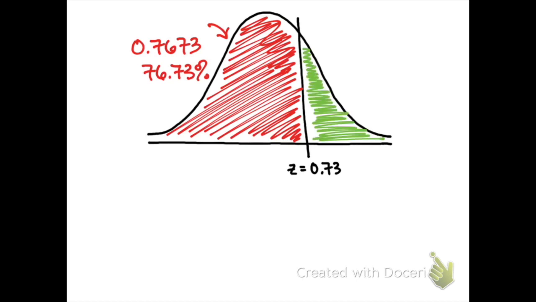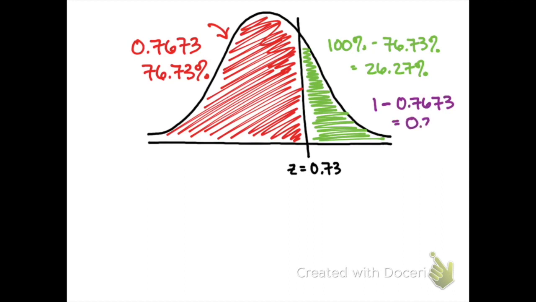If we wanted to know the area on the other side of the distribution, the area to the right of the z-score 0.73, what we could do is take 100% and subtract 76.73%, since these two areas together must add up to 100. That comes out to be 26.27%. Another way of doing that same thing would be to take 1 and subtract 0.7673. So if we think of this in probability format, then we're subtracting 1 minus 0.7673, which gives us 0.2627. So depending on whether you want this in a probability or percentage format, either of those answers would be true.